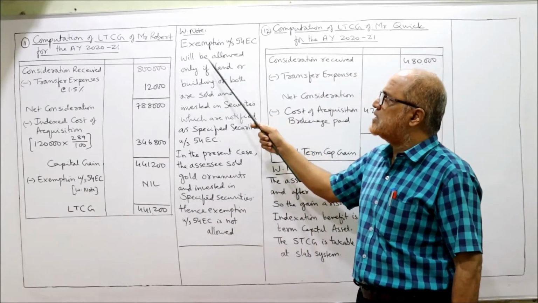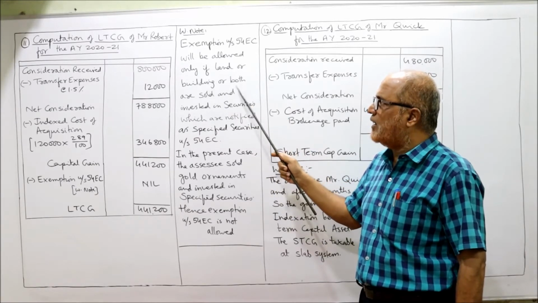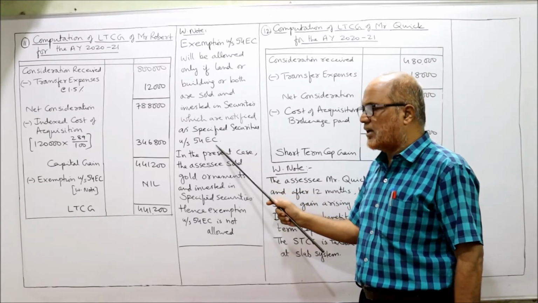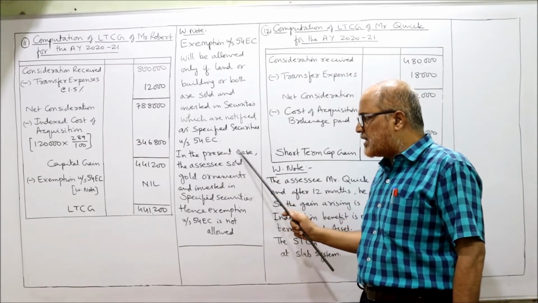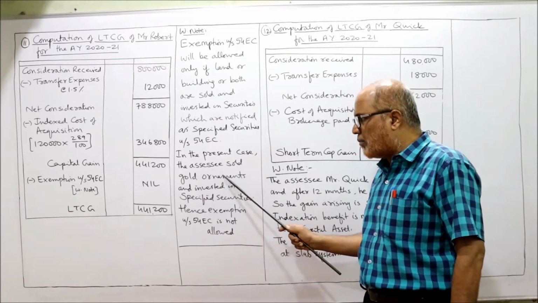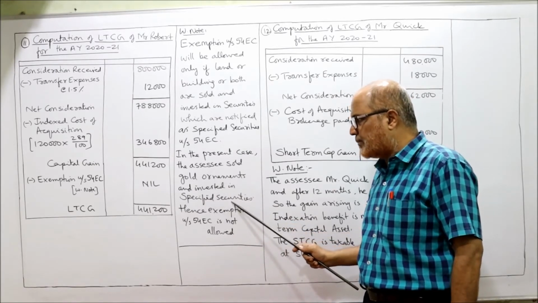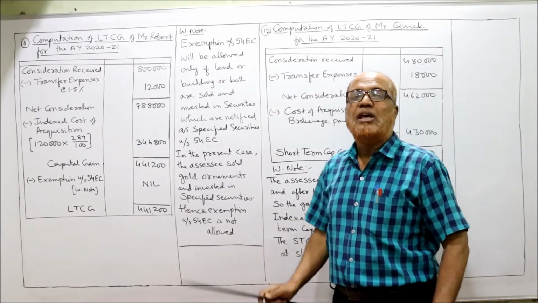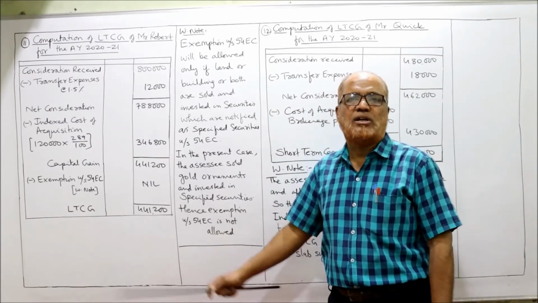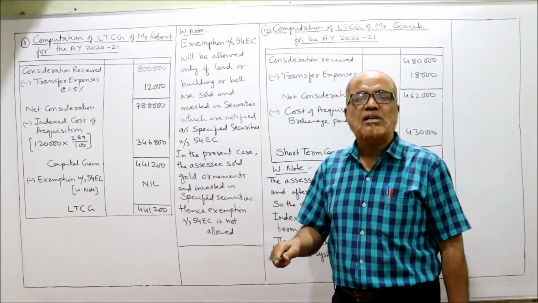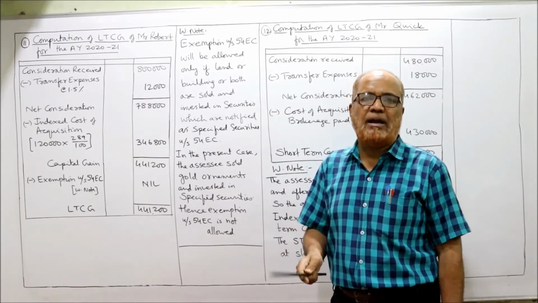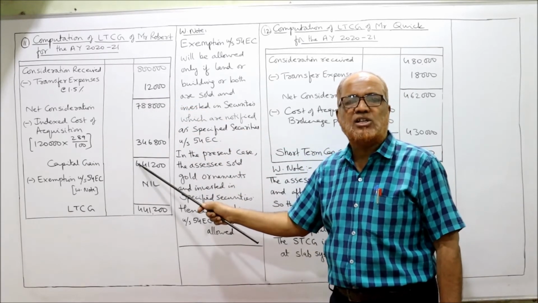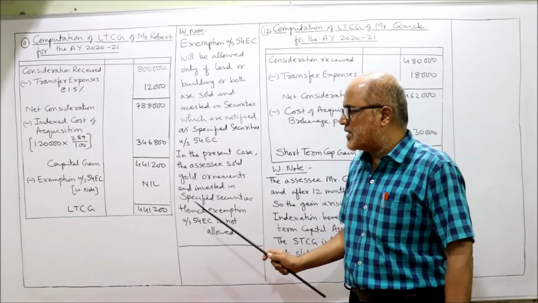Exemption under section 54 EC will be allowed only if land or building or both are sold and invested in securities which are notified as specified security under section 54 EC. In the present case, the assessee sold gold ornaments and invested in specified security. Hence, exemption under section 54 EC is not allowed. He is not eligible for exemption under section 54 EC because he has not sold the land, building or both. He has sold the gold ornaments and invested in specified security. No exemption will be allowed.